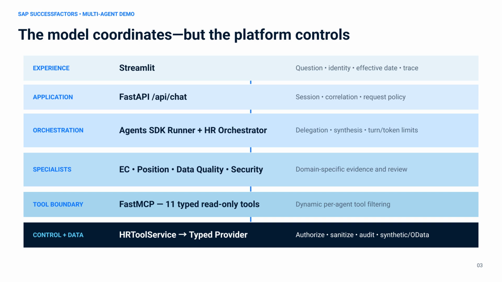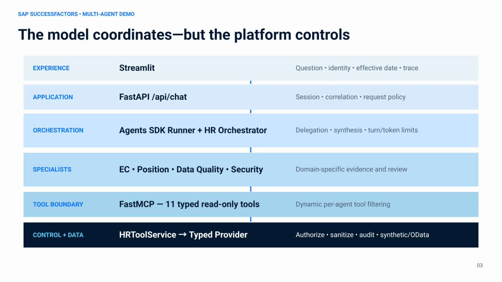The orchestration layer uses the OpenAI Agents SDK Runner. The runner starts the HR Orchestrator and applies limits such as maximum turns and maximum output tokens. These controls prevent unnecessarily long or unbounded agent activity. Below the orchestrator are the four specialist agents: Employee Central, Position Management, Data Quality, and Security Review. The FastMCP layer publishes 11 typed read only tools. It also applies dynamic tool filtering so that every specialist sees only the tools that it is permitted to use.